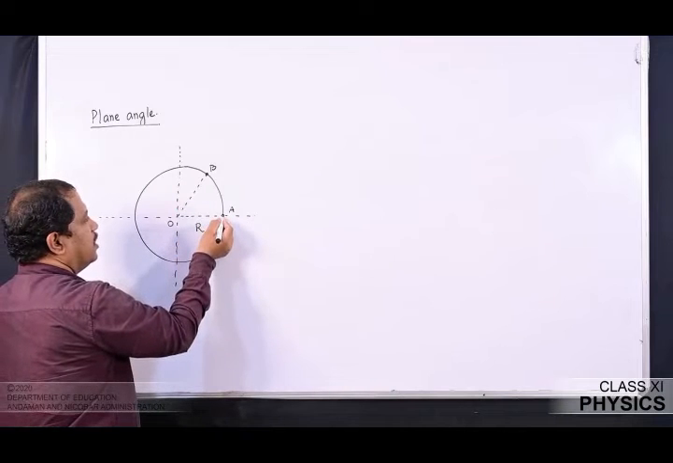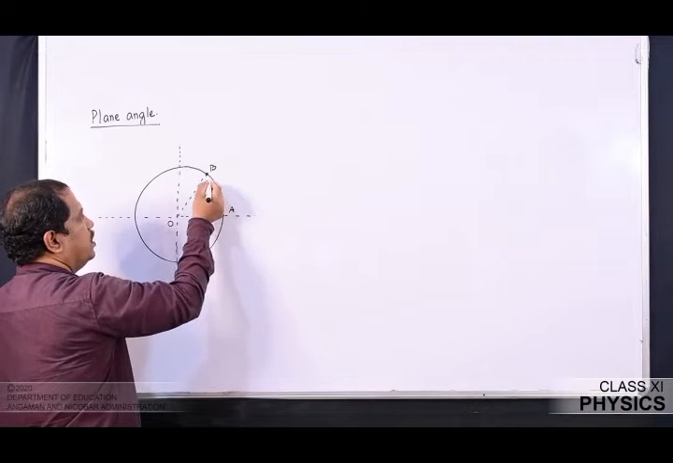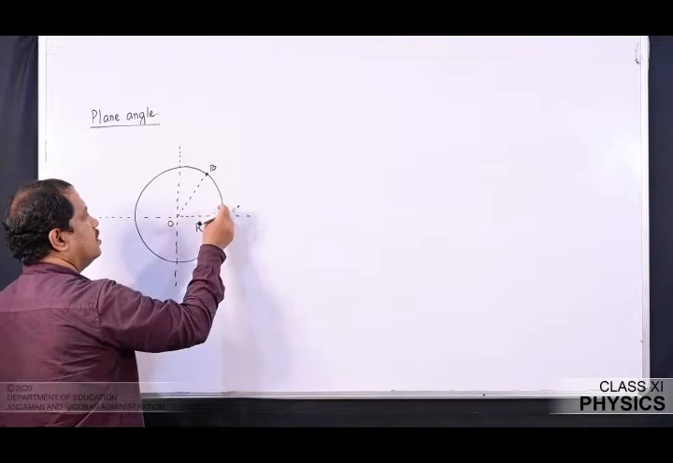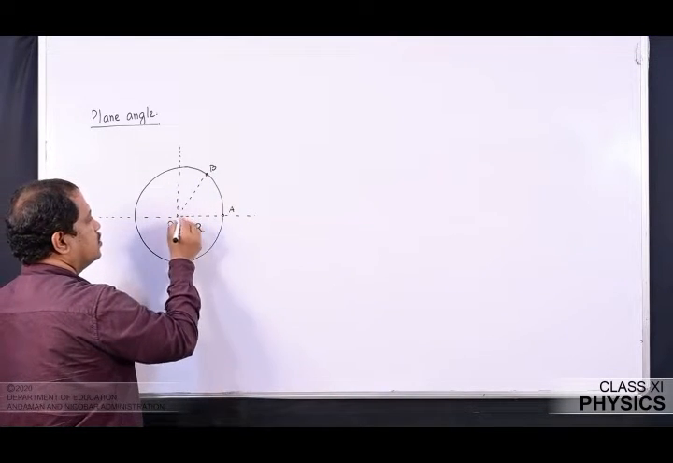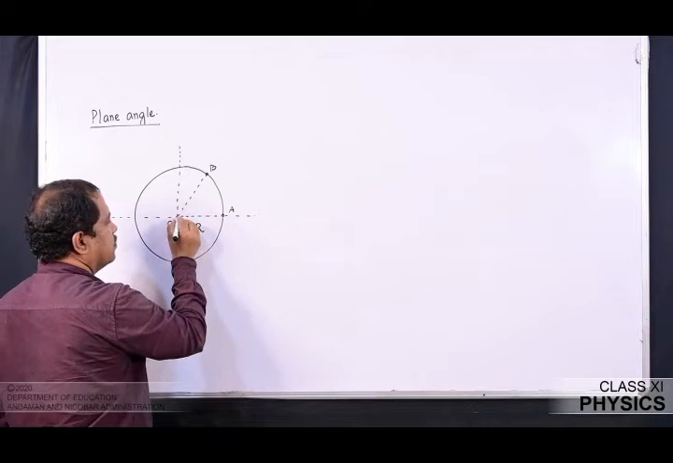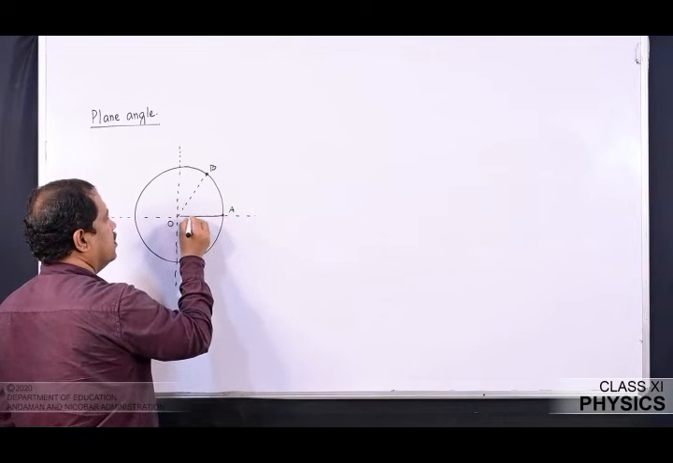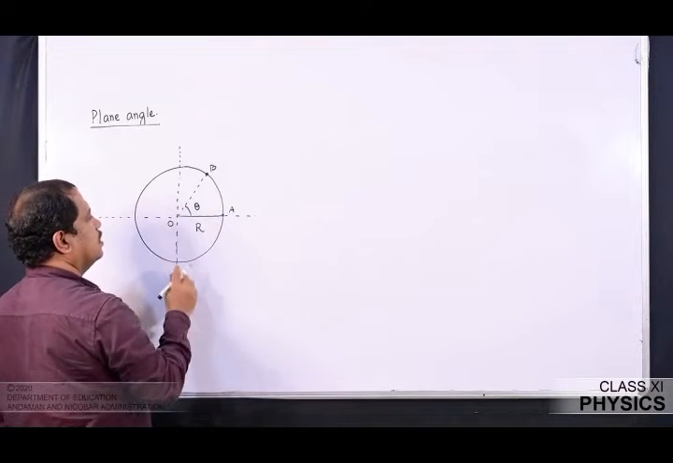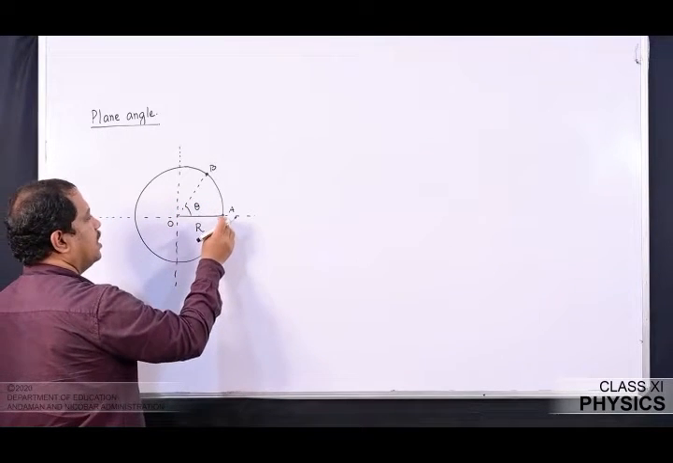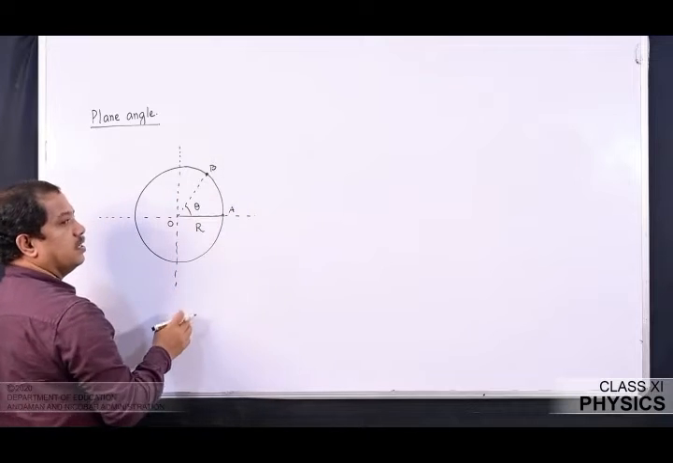Now, while the particle moves from point A to B along the circumference of the circle that has a center O, then I would say that this radius vector has subtended an angle of theta when the particle has moved from point A to B.